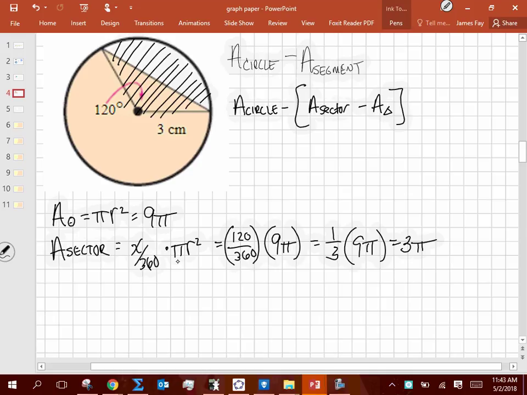Okay. Now I got to find the area of the triangle. Very similar to the one we've already done. Draw that segment down. What does this angle right here become? 60. This is 30, right? This becomes 2n. So what would n be?